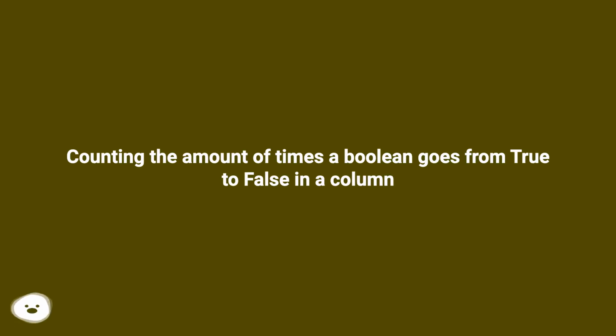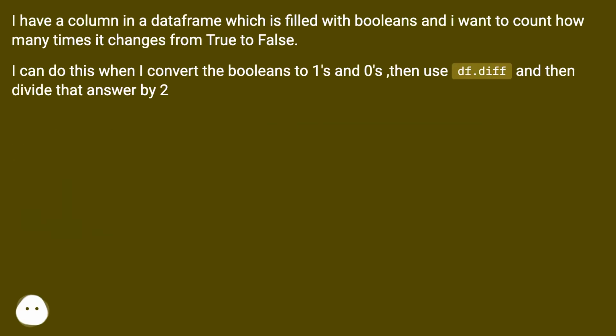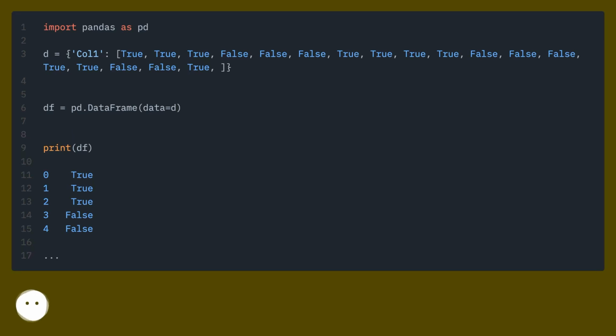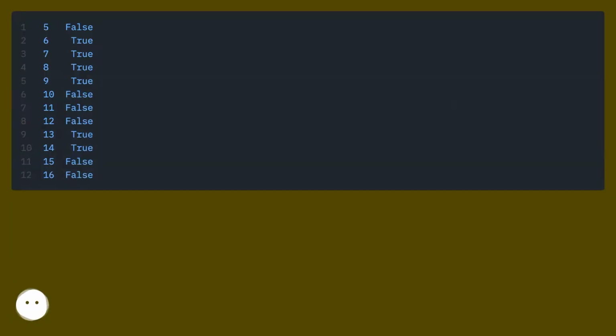Counting the amount of times a Boolean goes from true to false in a column. I have a column in a data frame which is filled with Booleans, and I want to count how many times it changes from true to false. I can do this when I convert the Booleans to ones and zeros, then use df.diff and then divide that answer by 2. My expected outcome would be the amount of times false came up is 3.